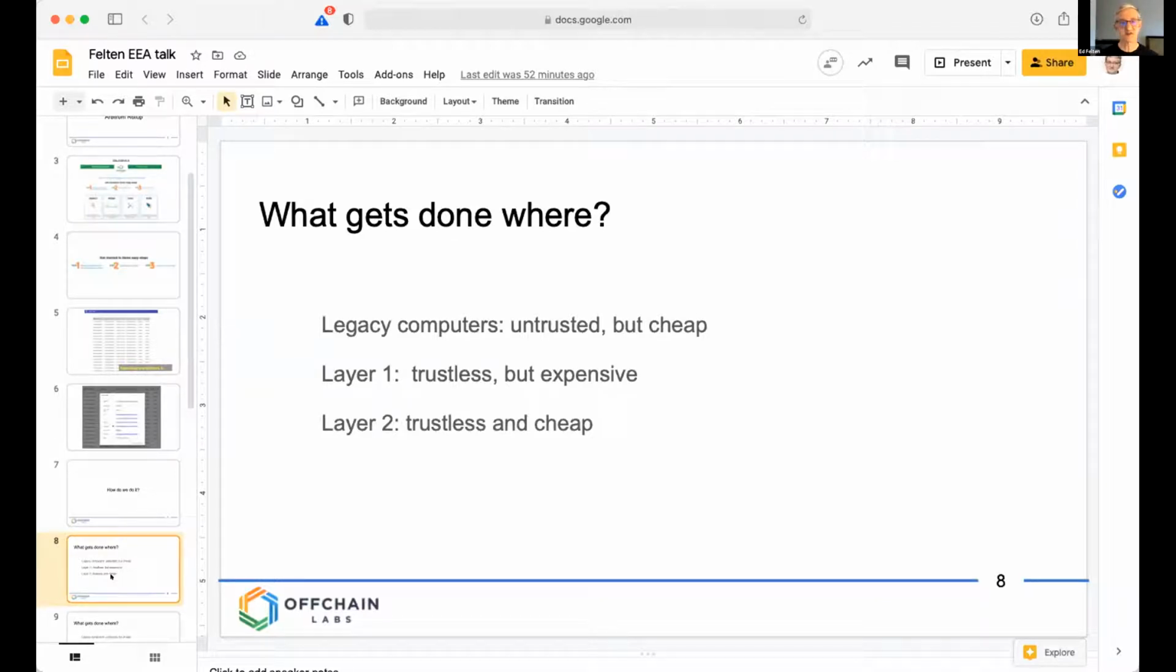You can do things on legacy computers that is cheap and fast, but they can't necessarily be trusted because every one of them belongs to some party who has an interest. You can do stuff at layer 1, stuff in your protocol at layer 1 and so on, that's trustless, but it's relatively expensive. Layer 2 is really where the sweet spot is. It's trustless and it's also cheap.